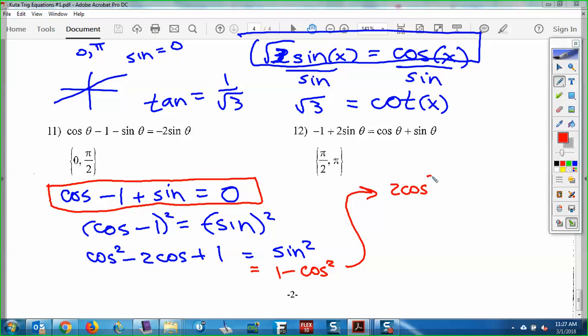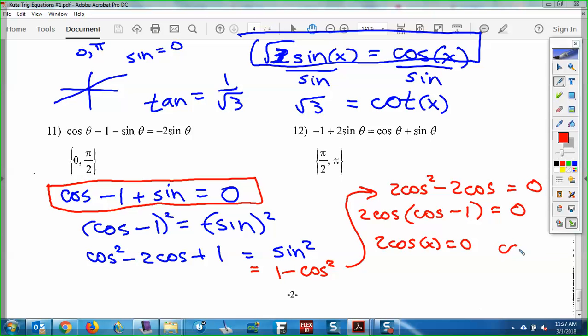I'm going to get 2 cosine squared. I got my minus 2 cosine. And then what happens to the ones? They cancel out, and now I just have 0. I thought I was going to end up with a FOIL situation, but then the ones canceled out. So now what do I have? Now I'm going to factor out a 2 cosine. I get cosine minus 1. So now I get 2 cosine x equals 0, and I get cosine x equals 1.